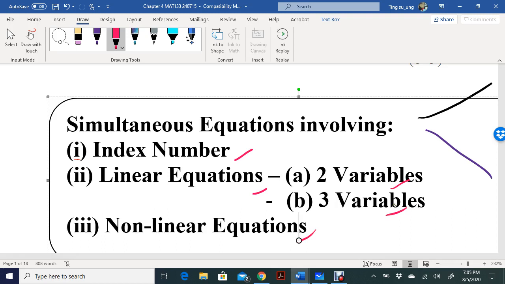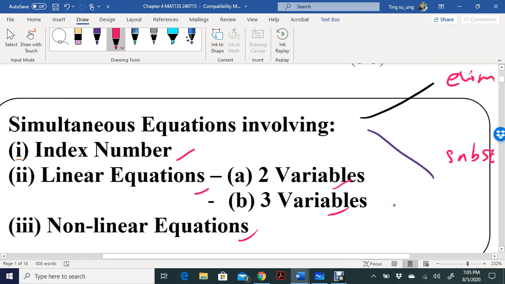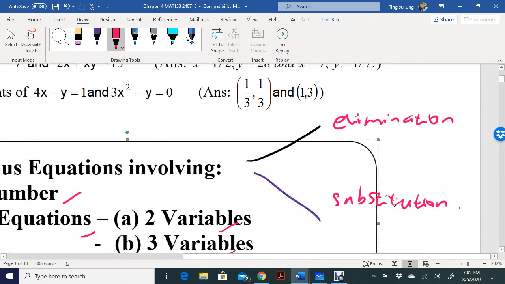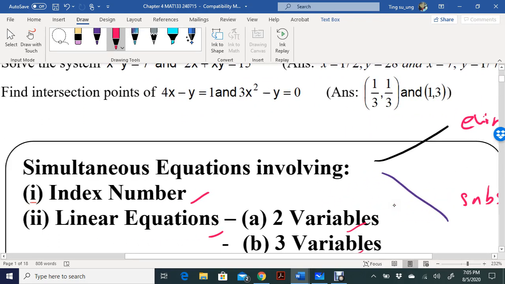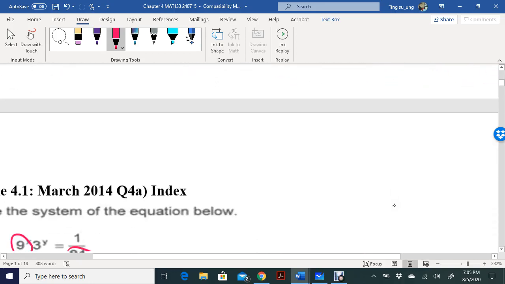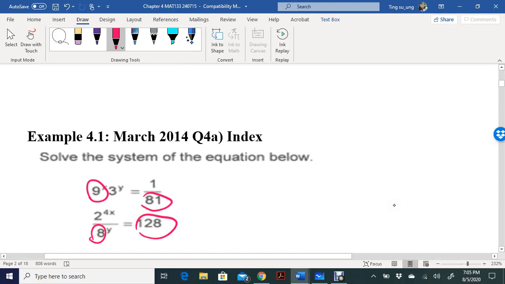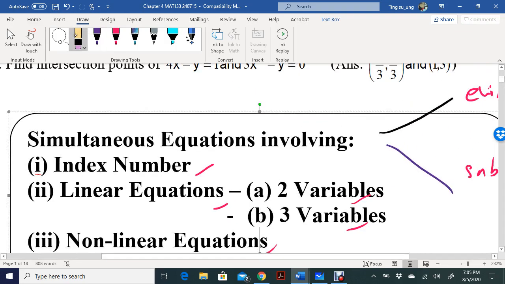Okay, so you should know that to solve simultaneous equations you have two methods. The first one will be elimination. The second one will be substitution. So without further ado, let us look into the first equation on index. This is actually copied from March 14 question 4a. So you can see obviously here.